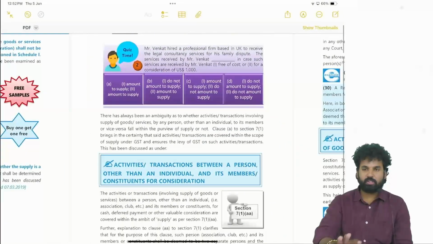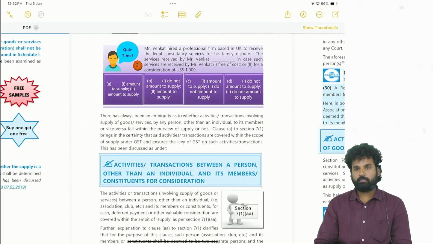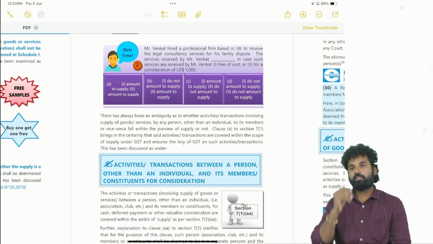Simply, we have two sections in this chapter, Section 7 and 8. 7 is for supply. 8 is for composite and mixed supply. That's all. In Section 7, 3 schedules are there. Schedule 1 is for supply without consideration. 2 is for classification of supply of goods or supply of services, just for classification. 3 is for negative list, not a supply. 3 schedules are there.